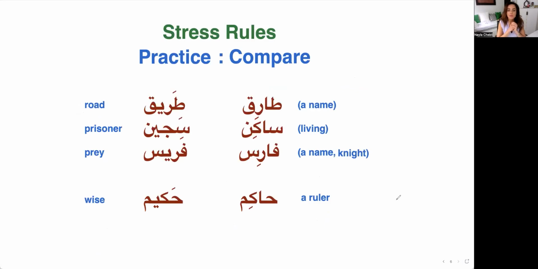Okay, as a last note, I want to compare 2 words that are very similar, but the stress is totally different, and of course the meaning is totally different. So compare this word, the word on the right, with the word on the left. How do you read this one? Try it. Tariq. Stress is on ta, because that's not a super heavy syllable. Tariq. It's a boy's name.